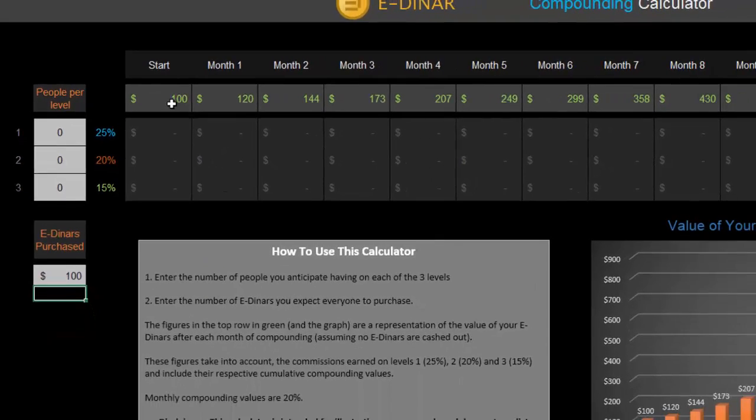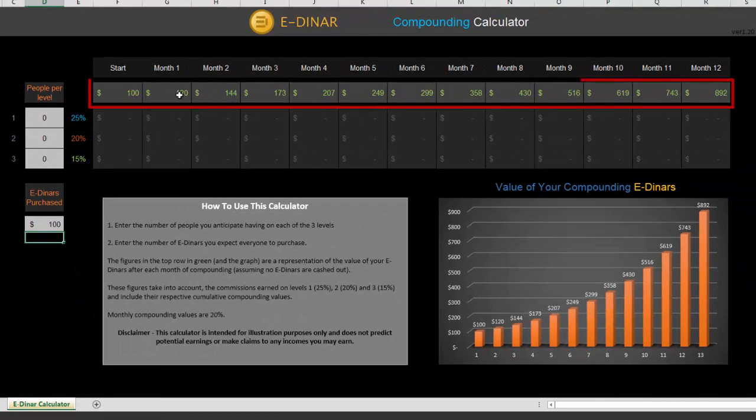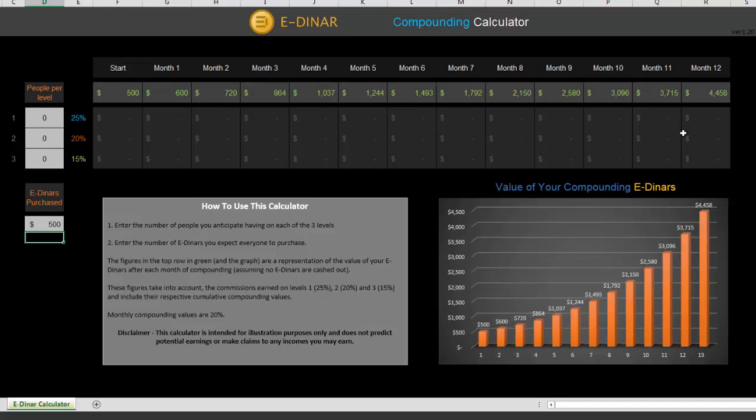And if you look at this top column here, this shows you the compounding effect of the 20% all the way up to 12 months. So here you've got 892 dinars, and this graph is a representation of that. Now that's pretty straightforward, everyone can do that. If that's 100 dinars, if you put 500 dinars, then obviously the figures go up correspondingly. So 500, 600, 720. After month 4 you've doubled what you've put in.